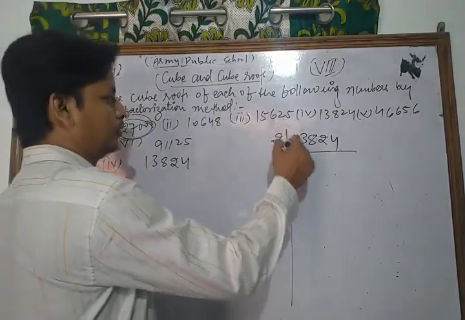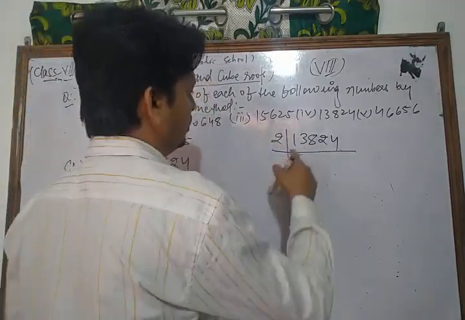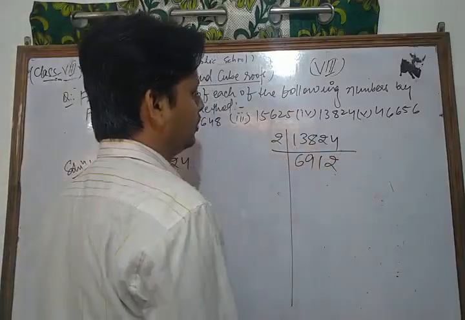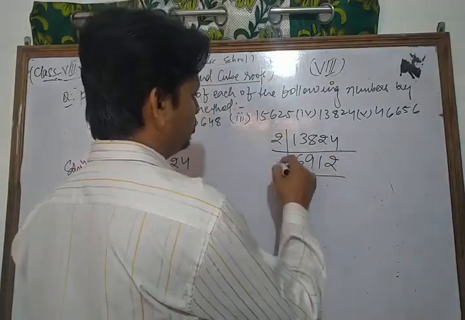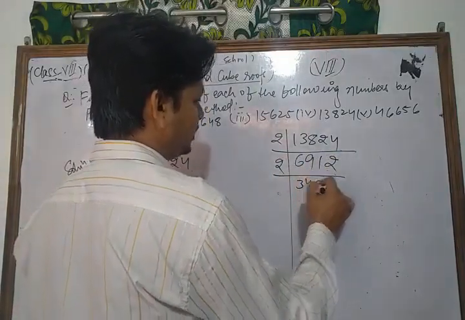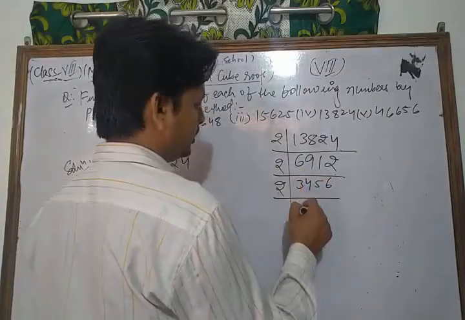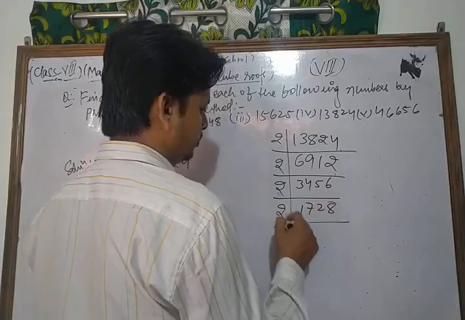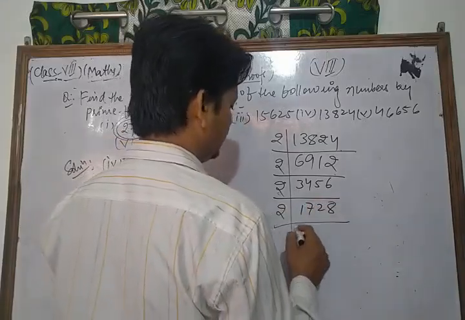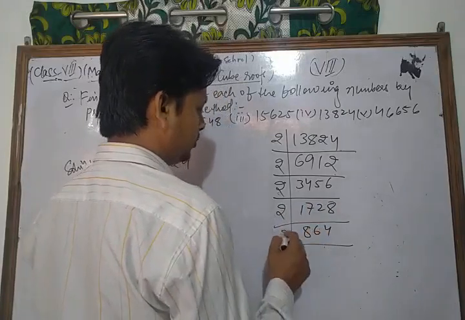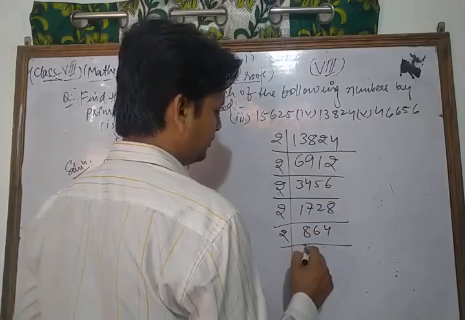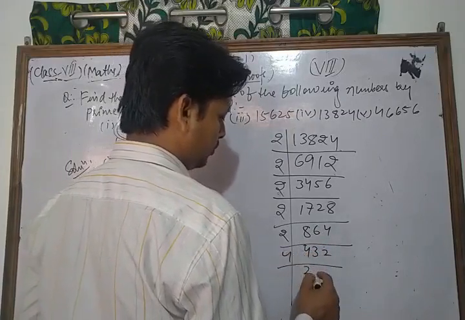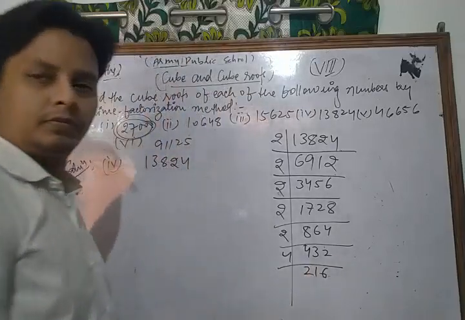So from 2, 2 6s are 12, 2 9s are 18, 2 1s are 2, 2 2s are 4. Okay, now again by 2, 2 3s are 6, 2 4s are 8, 2 5s are 10, 2 6s are 12. Now again by 2, 2 1s are 2, 2 7s are 14, 2 2s are 4, 2 8s are 16. Now again by 2, 2 8s are 16, carry 2, 2 6s are 12, 2 4s are 8. Now again by 2, 2 4s are 8, 2 3s are 6, 2 2s are 4. Now again by 2, 2 2s are 4, 2 1s are 2, 2 6s are 12, 2 6s are 12.